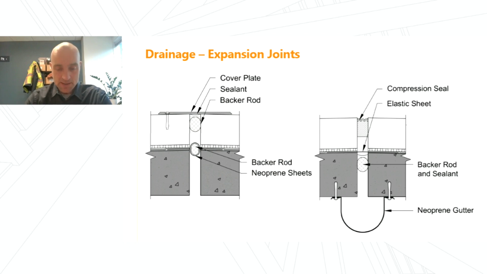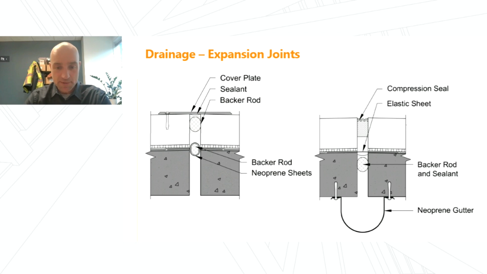There's a backer rod and sealant at the structural slab level that the contractor installed to keep the building watertight during construction. No problem with that. I think that's a great idea. There's a neoprene gutter underneath the slab that the owner had installed prior to the repairs to capture water that was coming through the joint. That got left in place.